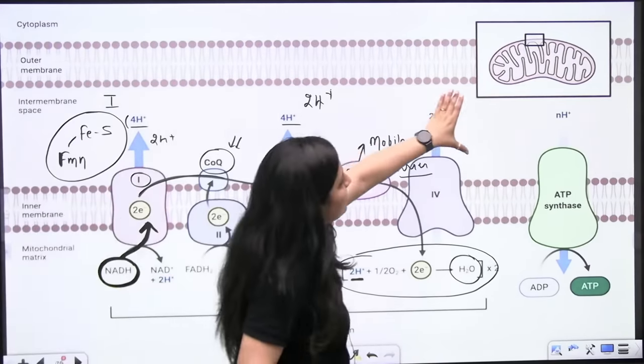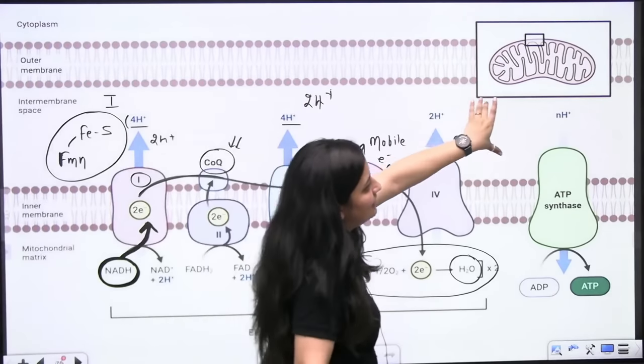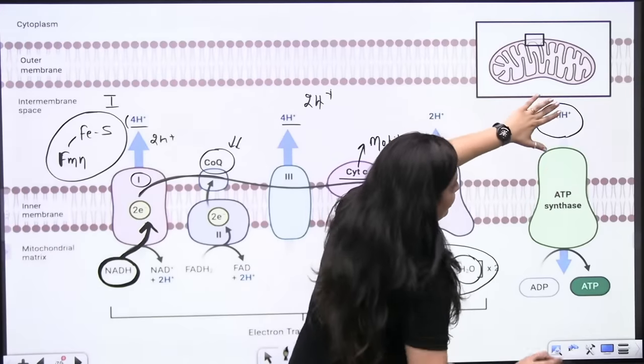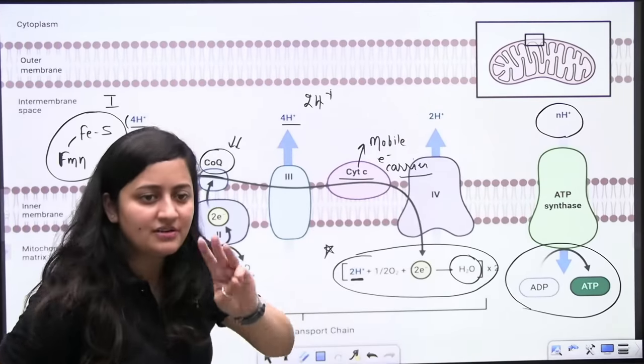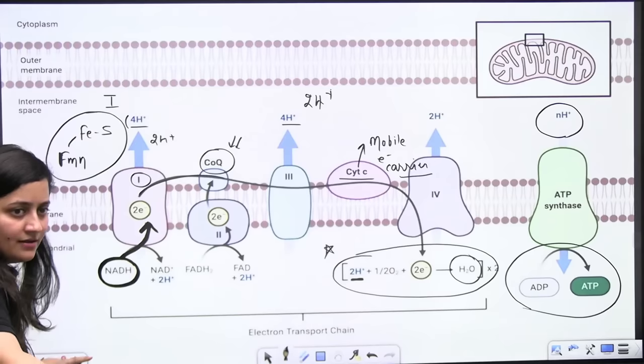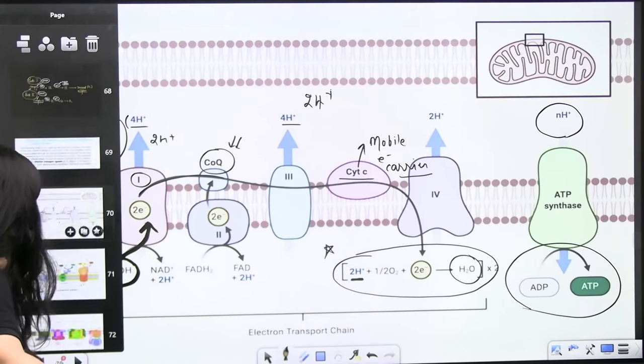And whenever there is an increase in H positive here in the intermembrane space, with the help of ATP synthase, it will come in again and phosphorylation will occur. 3H positive means 1 ATP. Right? 3H positive means 1 ATP.